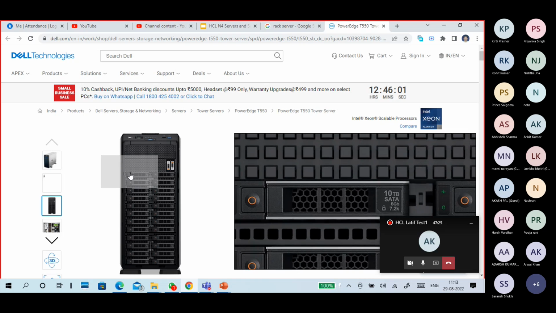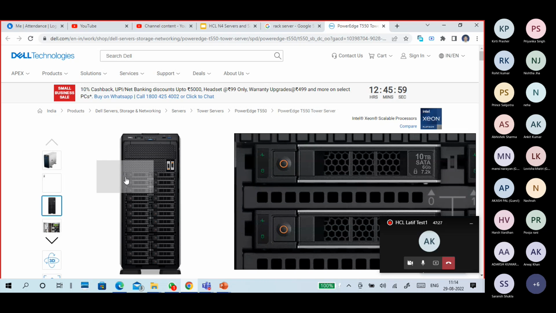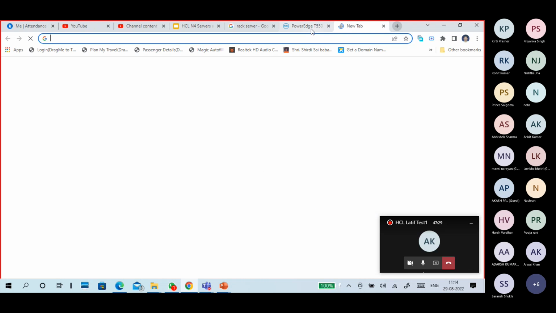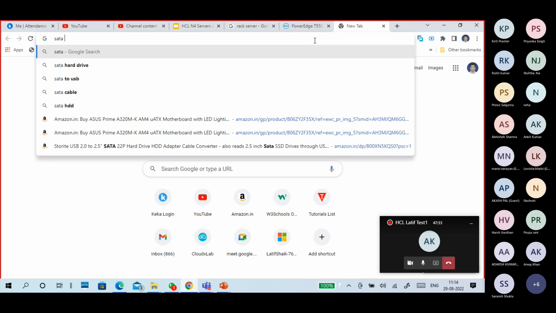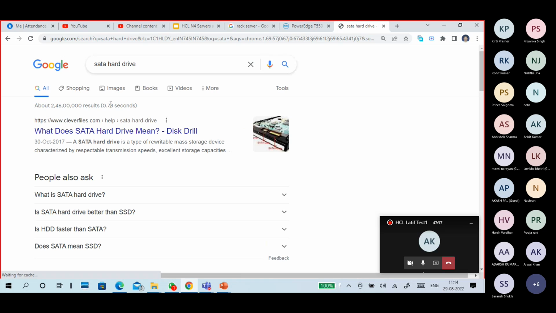You have said that SATA is a model. What is the specific name, what does SATA mean? Serial Advanced Technology Attachment.